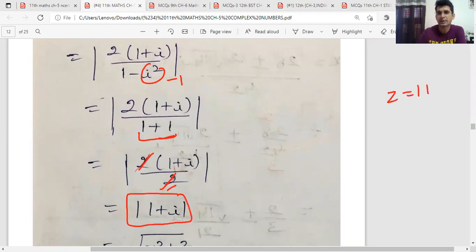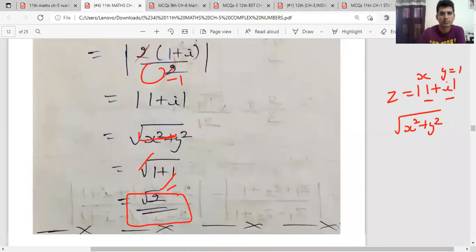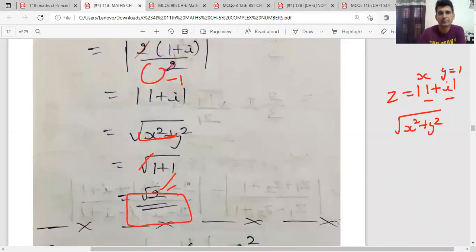Modulus 1 plus iota. Now we know how to compute the modulus of complex number, that is root x square plus y square. Where x is real number, that is 1, and y is coefficient of imaginary number, that is again 1. What we will have?